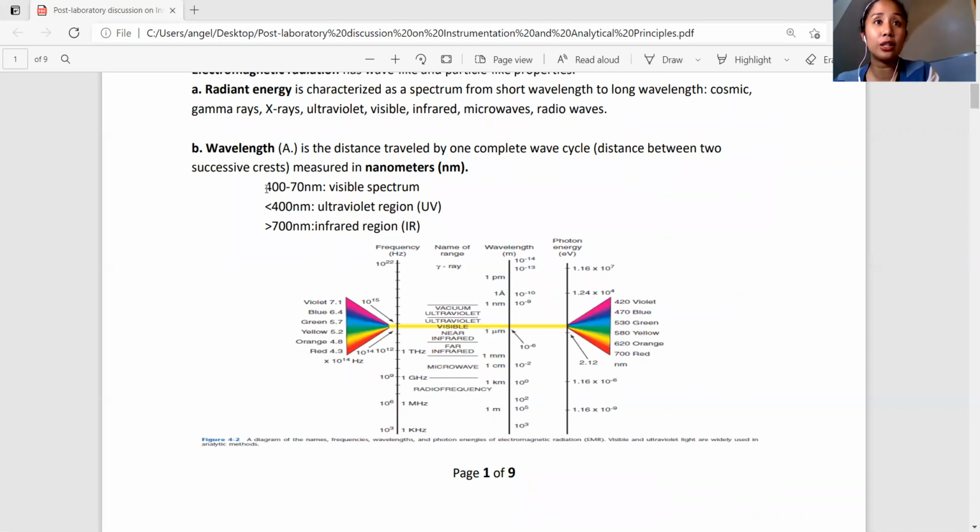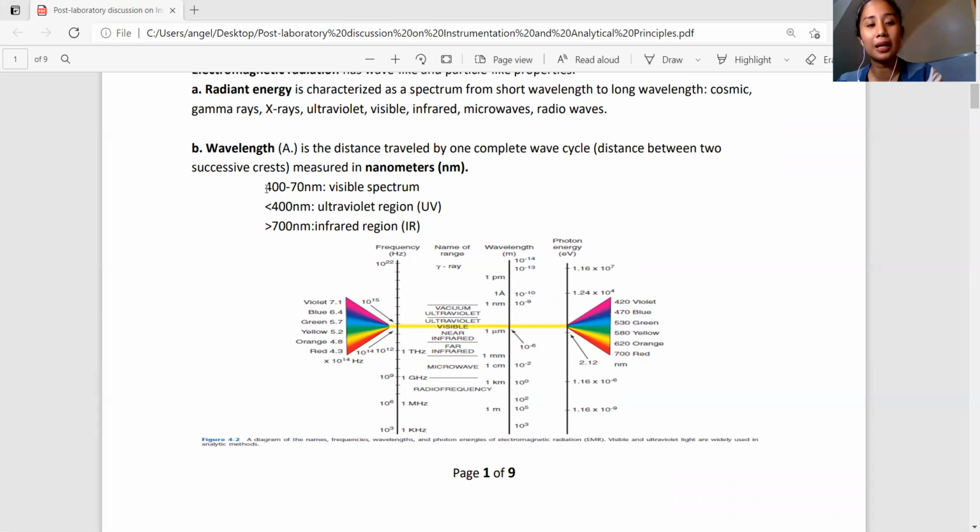So 400 to 700 nanometers is your visible spectrum. Less than 400 nanometers is your ultraviolet region and more than 700 nanometers is your infrared region. Usually in our spectrophotometer machine, we use wavelengths within the visible spectrum. If ultraviolet is needed, the light source is different. Our typical lamps emit visible wavelengths, but a cathode ray tube glass emits ultraviolet.